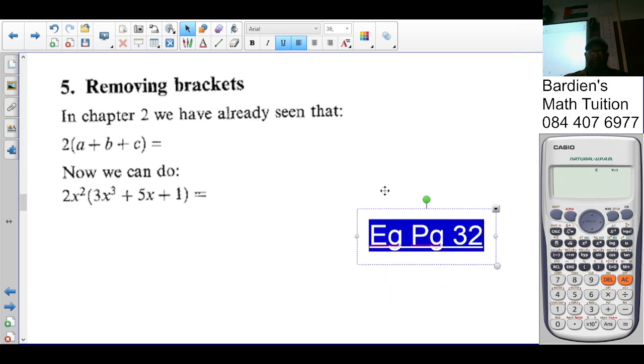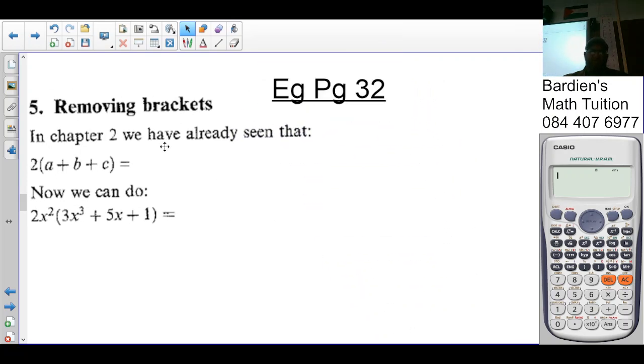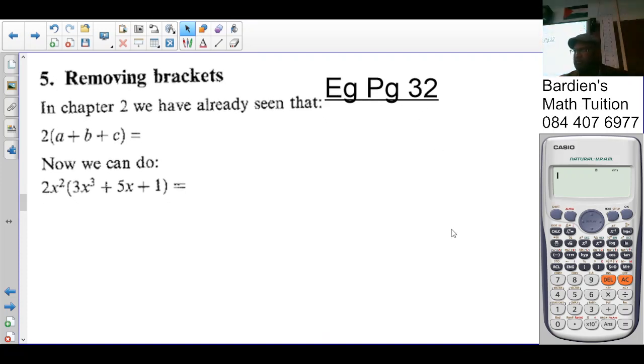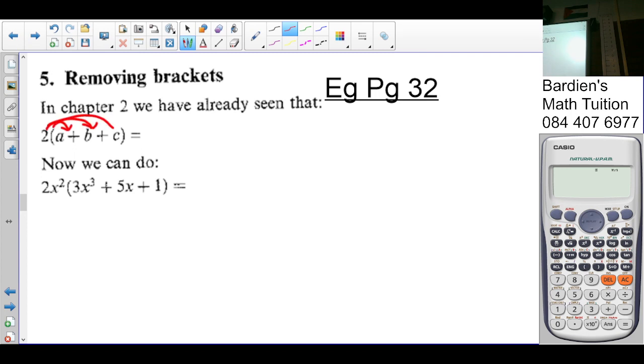Okay, now we have dealt with removing brackets already, not so? We dealt with this when we did introduction to algebra. In chapter 2, we have already seen that 2(a plus b plus c) can be written as what? You multiply this in like that, which is going to be 2a plus 2b plus 2c. And 2a plus 2b plus 2c is going to be 6abc, correct? Why not? Well done. It's unlike terms. You all agree with that?